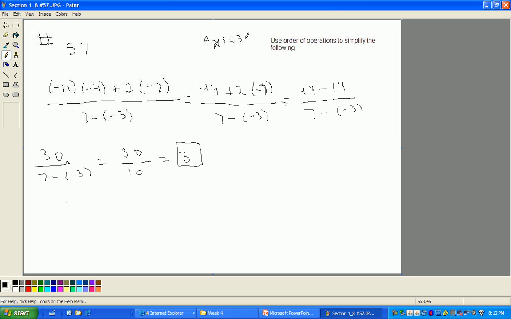And we can check our work. Yep, the answer is equal to 3. Once we've done this correctly, we can move on.